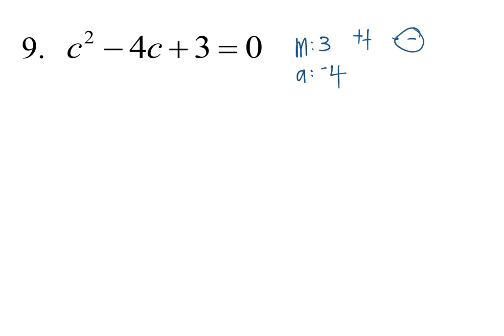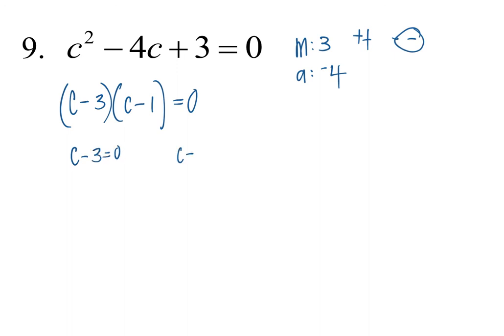So things that multiply to give me 3: 1 and 3. If I make them both negative, they would multiply to give me a positive 3, and they would add to give me a negative 4. So c minus 3 and c minus 1. And I'm going to set both of those equal to 0. So here's my two answers.